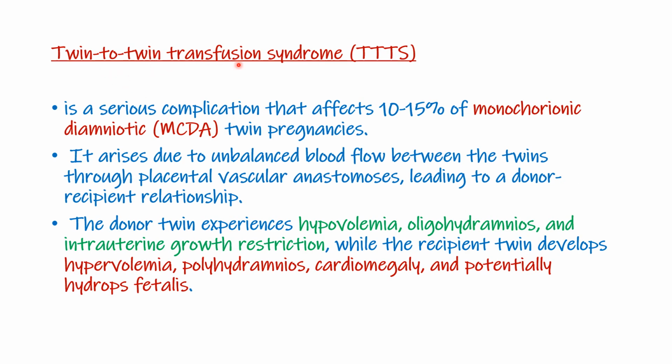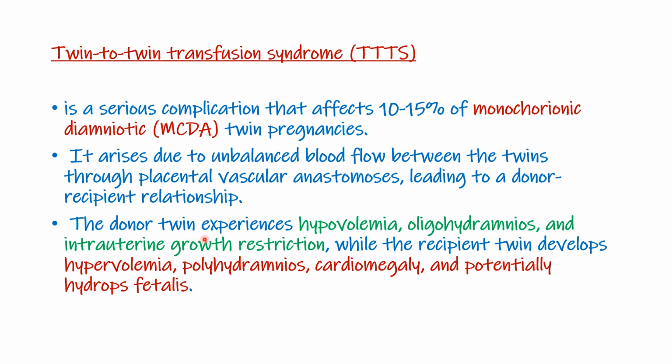Twin to twin transfusion syndrome. This is a serious complication that affects 10 to 15% of monochorionic diamniotic twins. Meaning these twins share one placenta, that's the keyword, they share one placenta. However, they have two gestational sacs, meaning they have two amniotic sacs. It arises due to unbalanced blood flow between the twins through the placental vascular anastomosis, because they share one placenta, leading to a donor and recipient relationship.